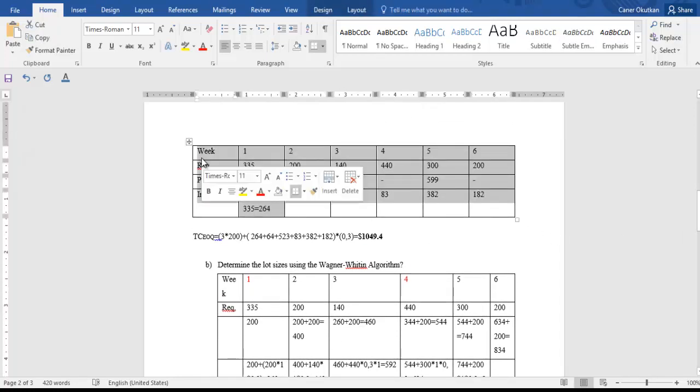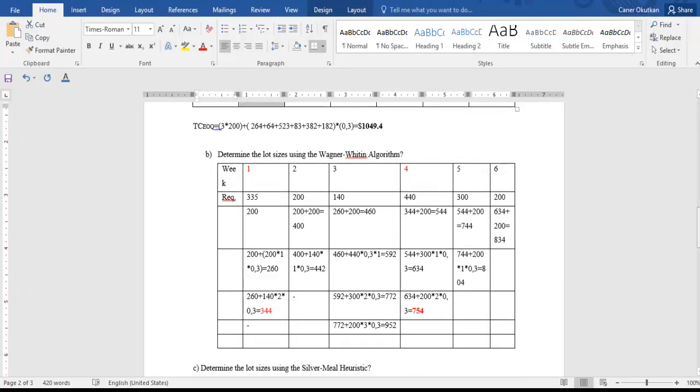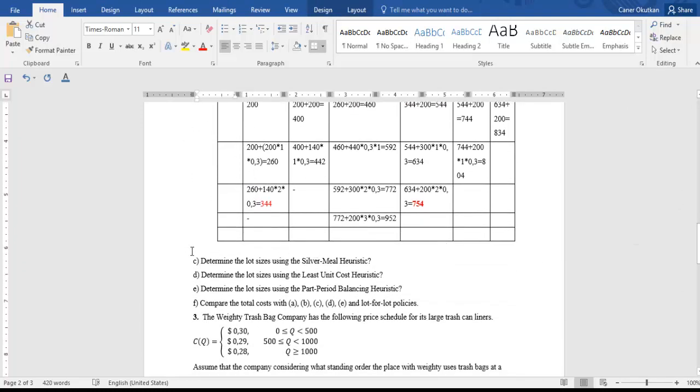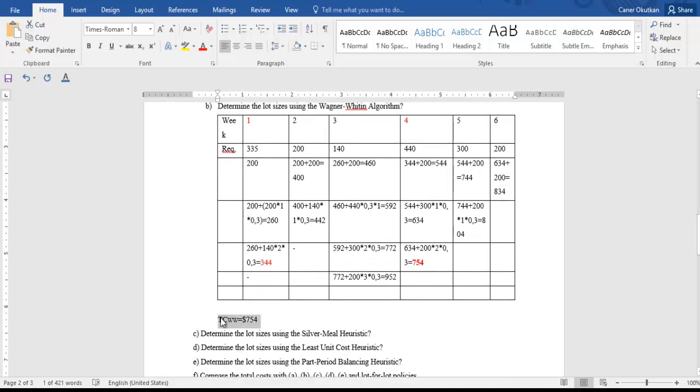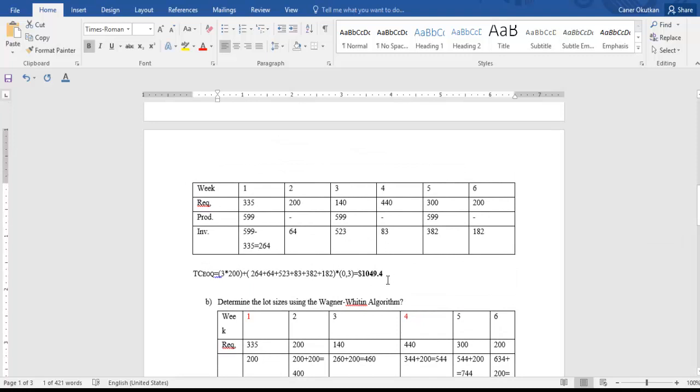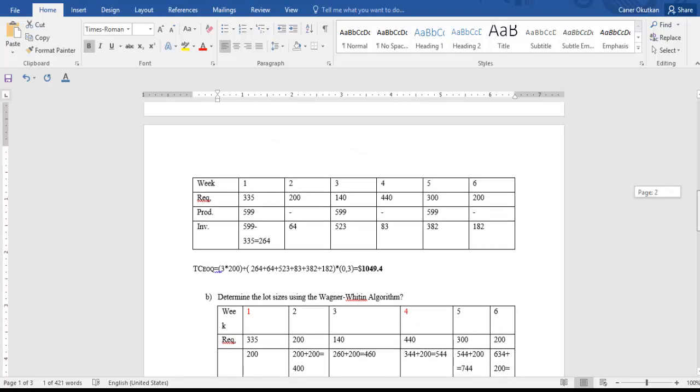We calculate, so to use this table, we calculate Wagner-Whitin algorithm. Total cost $754. So we can see the minimum cost is here, 755. In equation we find bigger than $1,000.